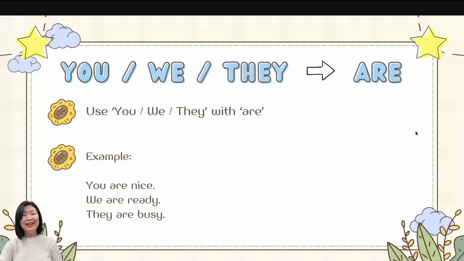The next rule is that are is used with you, we, or they. For example, you are nice. We are ready. They are busy. Even though all different types of be verbs mean the same thing, depending on the subject, you have to use a different form of a be verb.